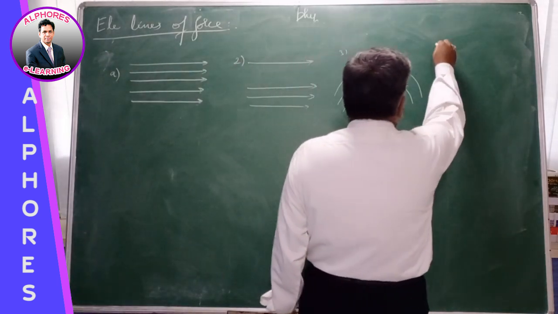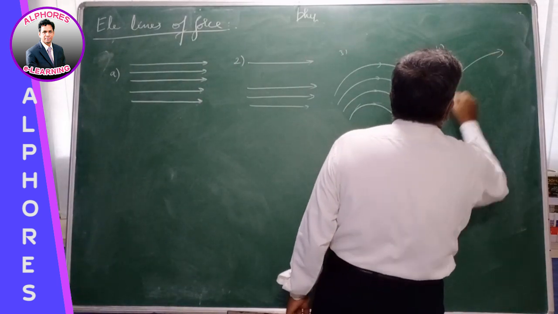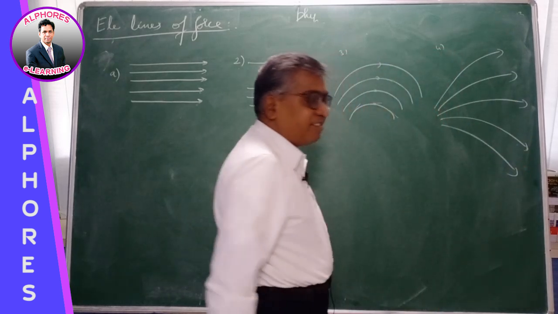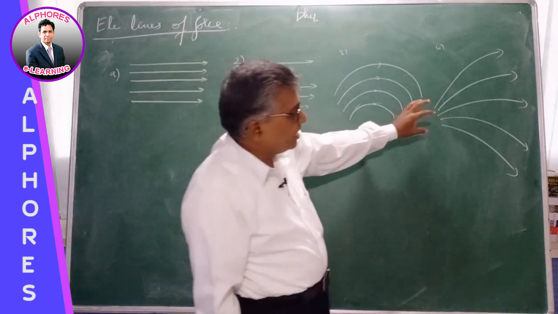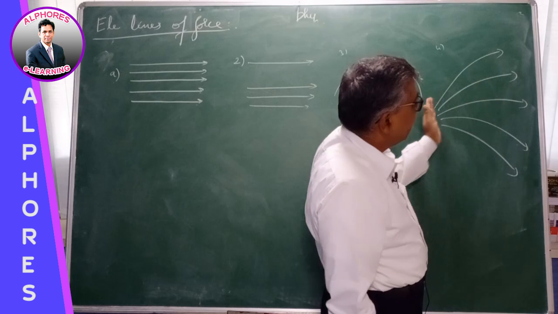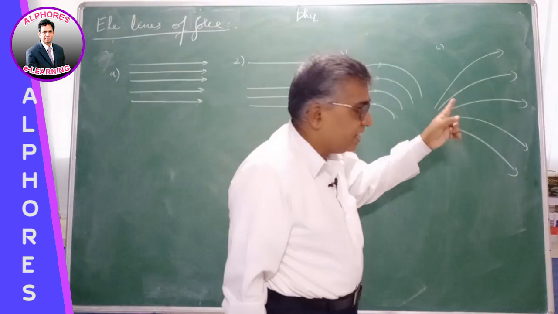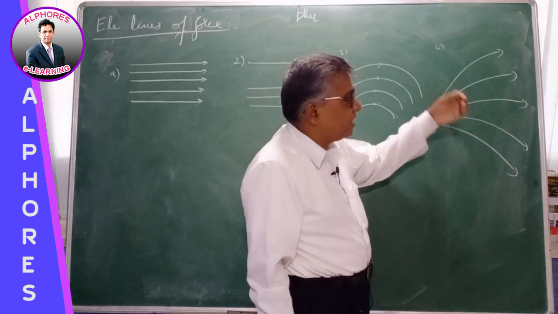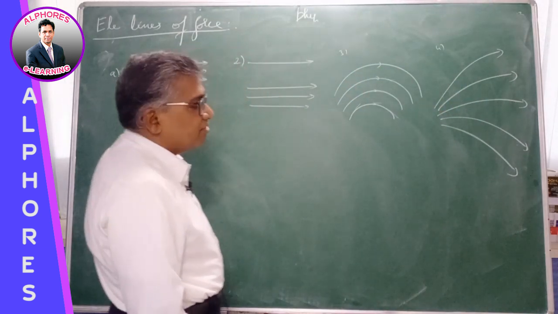And finally the fourth one, if the magnitude and the direction are changing like this, a diverging field, now they are crowded more here, field is more; they are far apart, field is less, and the direction is also changing. Here it is a pure non-uniform electric field where the magnitude and direction are changing continuously from point to point.